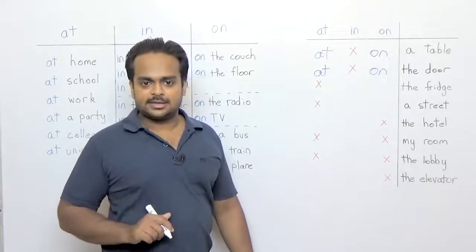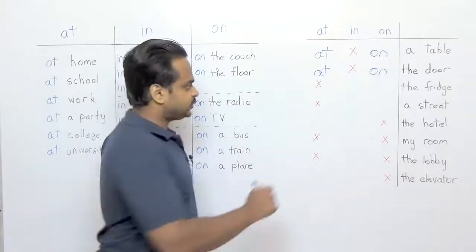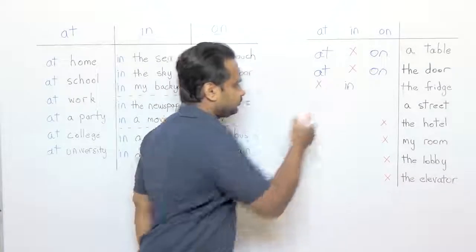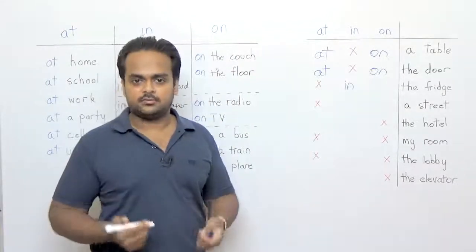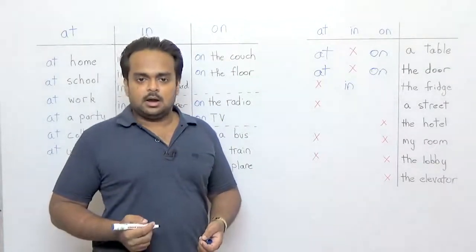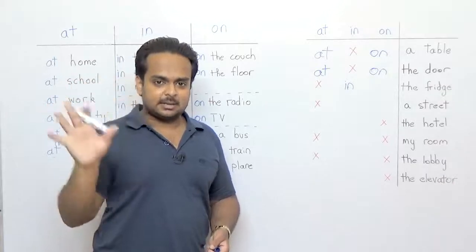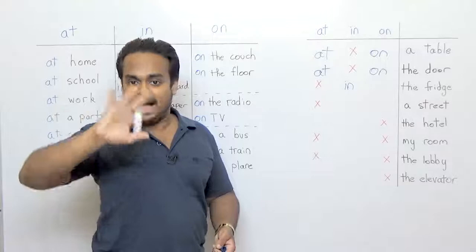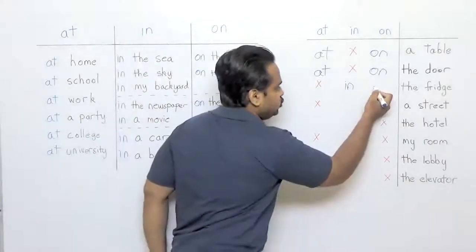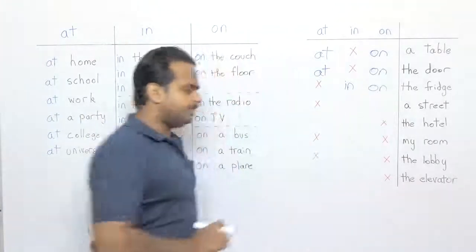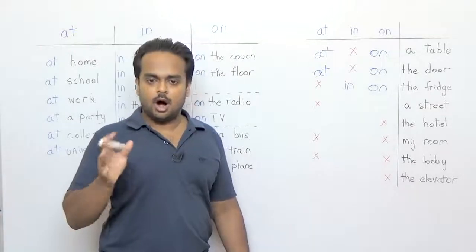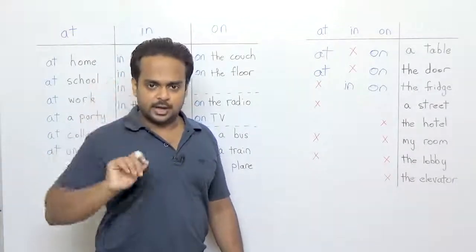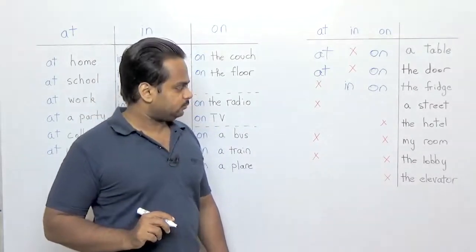Okay, next is fridge. The most common expression with fridges is in. We put food in the fridge. But if you're talking about sticking something like a magnet or a sticker on the outside of the fridge, then you would use on. So in means inside the fridge. On refers to the outside of the fridge.